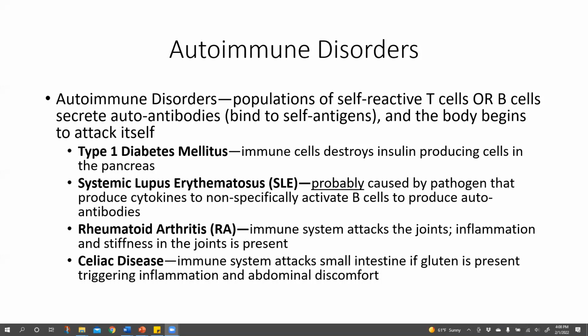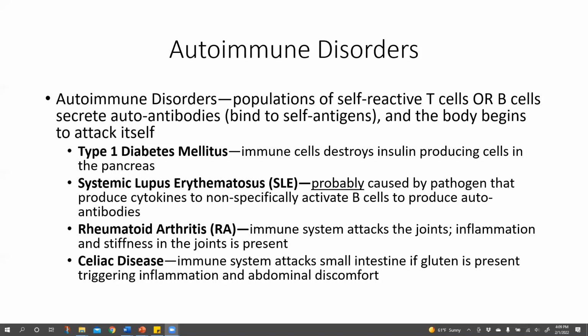Now the next one's a little bit of a mouthful too. Systemic lupus erythematosus, or SLE. Really most commonly just called lupus. Okay, so if you've ever heard of someone with lupus, this is what we're talking about. Now, we are not 100% sure what causes lupus. We think it's probably caused by pathogens that produce cytokines. Okay, so hopefully you remember what cytokines are. And these are produced to non-specifically activate B cells to produce antibodies.